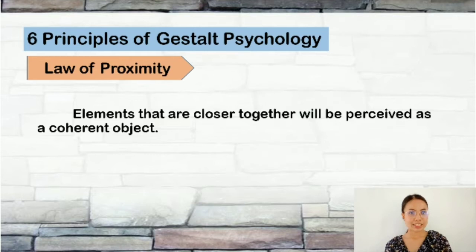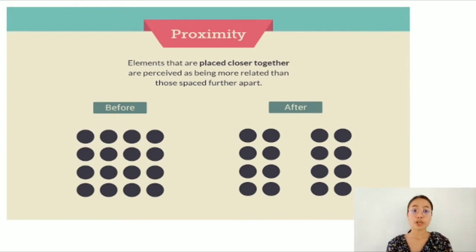Hello, this is Bautista Panerio, and at this moment, we are going to discuss the 6 Gestalt principles. The first principle is the law of proximity, where elements that are closer together will be perceived as a coherent object. Let us take a look at our example, where on the left, the object appears as 4 columns, while on the right, it appears like 4 horizontal rows. When objects are closer together, they are perceived to belong together.